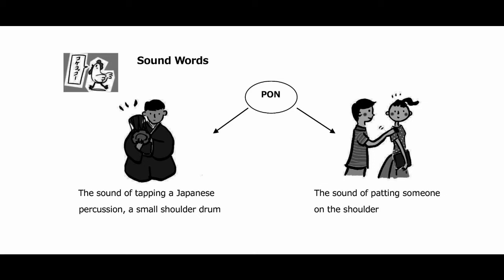Right. And over the course of this program, I'll introduce you to quite a few of these words. Today's word is for this sound. Jonathan, how would you describe that sound in Japanese? Well, I'm not sure how to describe it in Japanese, but it sounds like somebody was hitting a drum. That's right. It's actually the sound of someone hitting a small Japanese shoulder drum. The sound word for this is ポン, pon.